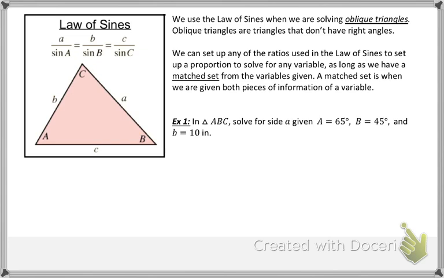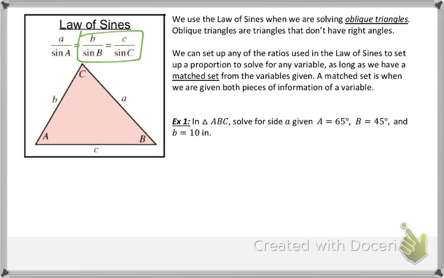So the law of sines says, we've got triangle ABC, and we label the side opposite angle A little a, the side opposite angle B little b, and the side opposite angle C little c. So a divided by the sine of angle A is always going to be equal to b divided by the sine of angle B, and that's also equal to c divided by the sine of angle C. And depending on what information we're given, we can use any two ratios, set them equal to each other, and then cross multiply to solve. So we can use these two, or we could use these two to set up a proportion.